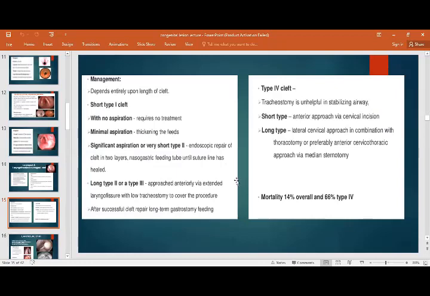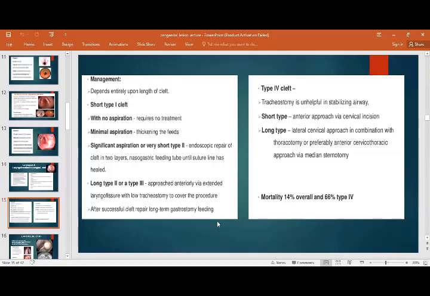Again, management of course depends wholly on the length of the cleft. Short type with no aspiration requires no treatment. For minimal aspiration, thicken the fluids. For significant aspiration or very short type, endoscopic repair of the cleft in 2 layers, with NG feeding until the suture line has healed. And for long type 2 and long type 3, approach is extended laryngofissure with tracheostomy.